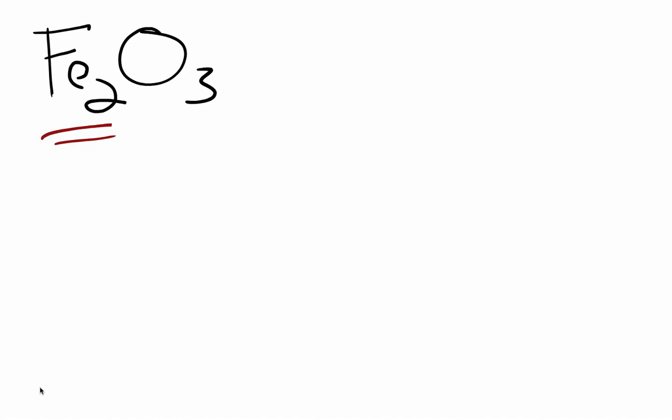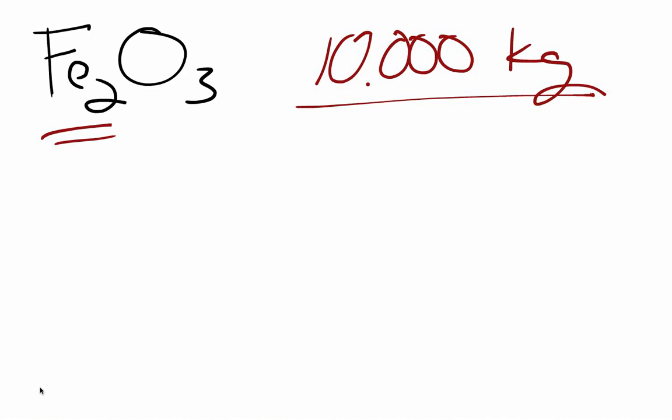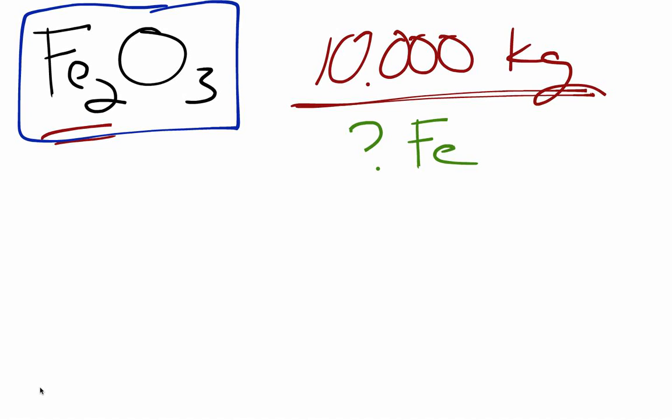So say we mine and we find some extremely large amount, 10,000 kilograms of our iron oxide. So we have 10,000 kilograms of iron oxide. What somebody might ask is, okay, after we refine this, how much pure iron can we extract out of this 10,000 kilograms of iron oxide? Well, an easy way to do it would be to say, well, what percent of iron oxide is iron?